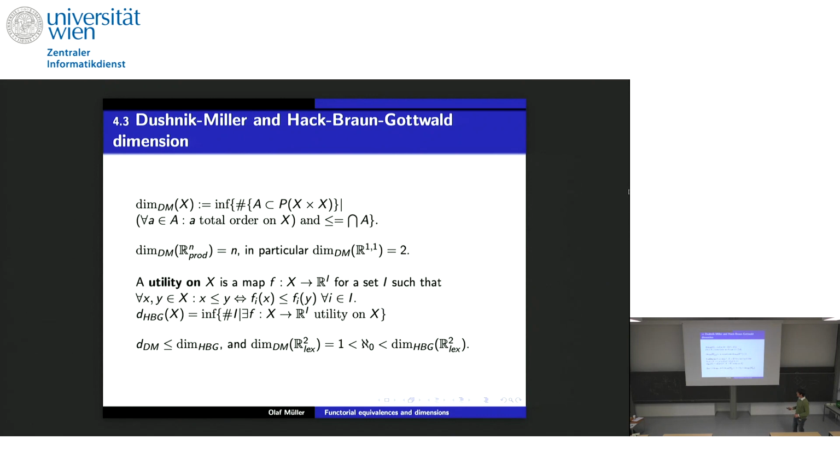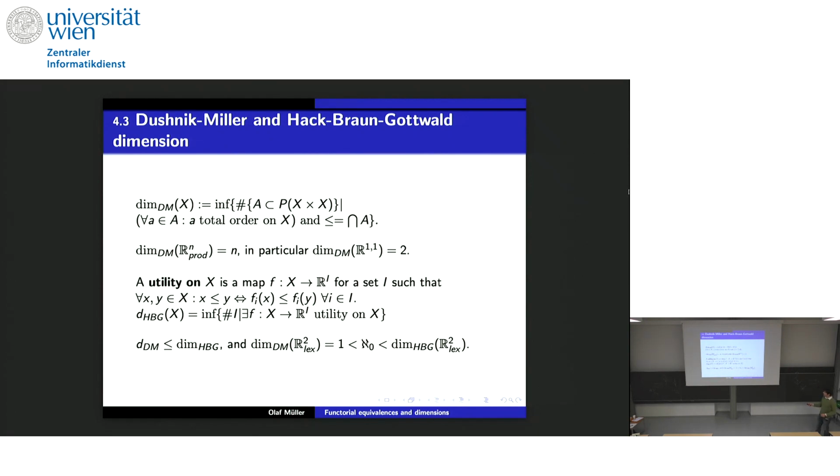So what is a utility on X? It's just a map into some R to the I, for some index set I, such that the given order is just given by f_i of x is smaller or equal to f_i of y for all i in I. This looks similar to here, but here we have some chain order isomorphic to R, and that's a restriction. It's not the same.